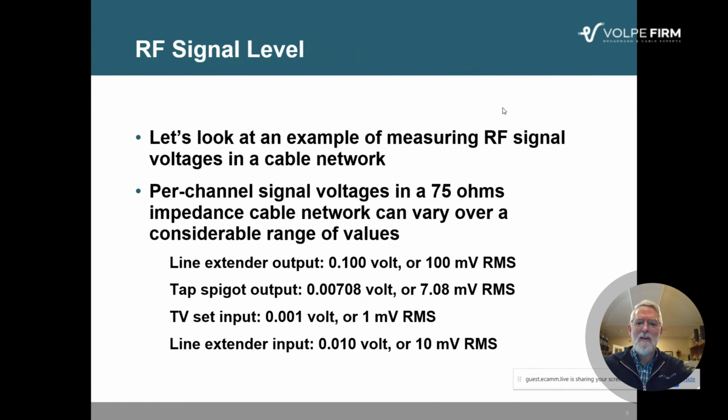Typical tap spigot per channel output might be 0.00708 volt. Yeah, try to measure that on a meter. Or 7.08 millivolts RMS. Input to a TV set or a cable modem or a set-top box might be 0.001 volt or 1 millivolt, root mean square. And again, this is just the level on one channel. And the input to a line extender might be 0.010 volt or 10 millivolts root mean square.